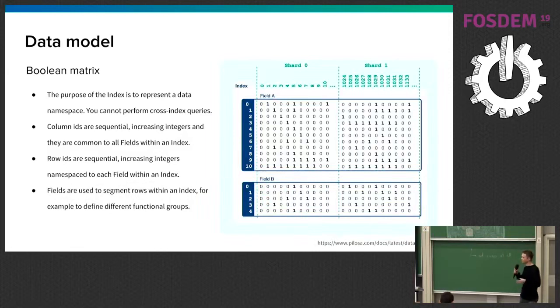And a nice thing about the bitmaps is that you can merge them. You can merge rows. But what's most important is that you cannot merge rows across indexes. You have to merge rows inside the same index.